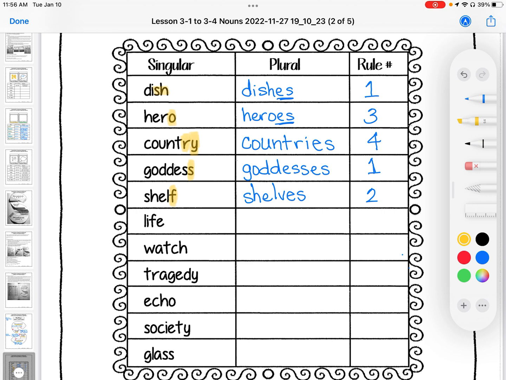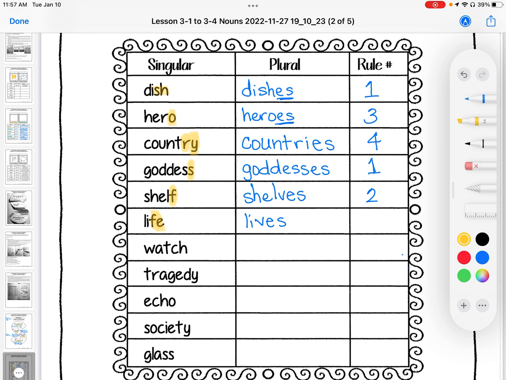Okay, then I have life. Life is going to be different for us because it ends in an FE, so kind of like the same one above. I'm going to keep LI, and then I change the F to a V and add ES to make lives.